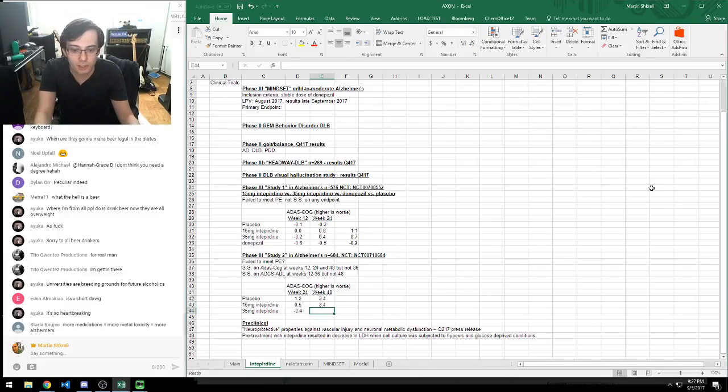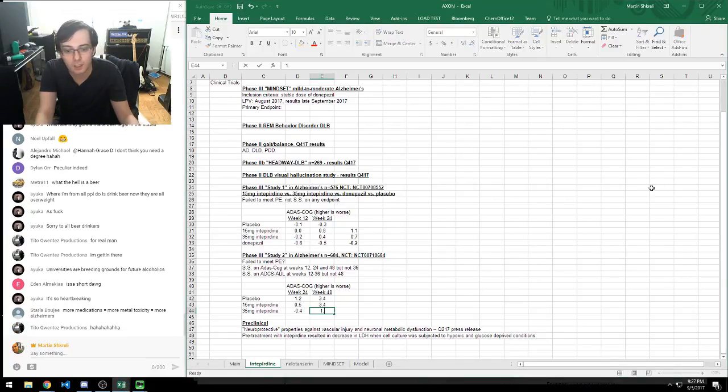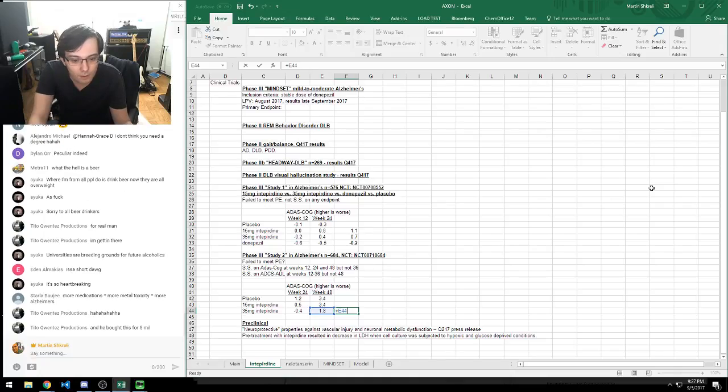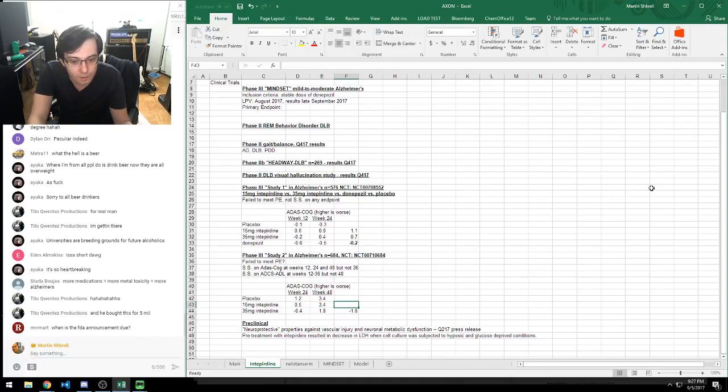At 15 mgs, you also have 3.4, so the same. But at 35 mgs, you have 1.8. So here, patients are doing much better. And here, they're not changing. So you got one study, basically, that shows 35 mgs intepridine is pretty good.